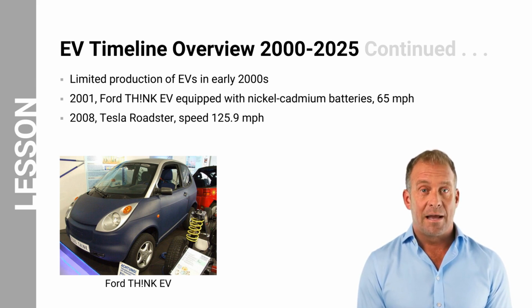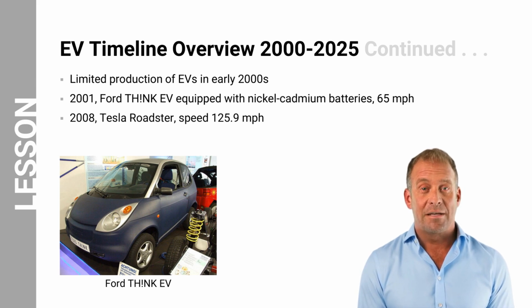Nickel-cadmium, abbreviated as NICAD batteries, were commonly used in early EVs due to their high energy density and ability to provide consistent power output. However, nickel-cadmium batteries have certain drawbacks and environmental concerns. In 2008, Tesla Motors introduced the Tesla Roadster, which played a significant role in popularizing EVs. The Roadster was a high-performance EV that had a top speed of 125.9 miles per hour. It was powered by lithium-ion batteries, which provided higher energy density and better overall performance compared to nickel-cadmium batteries. The Roadster's success helped pave the way for subsequent EV models and the wider adoption of EVs in the automotive industry.